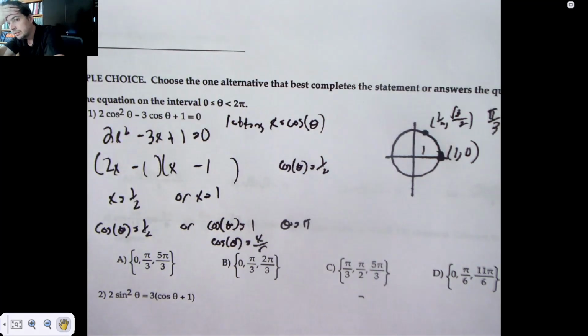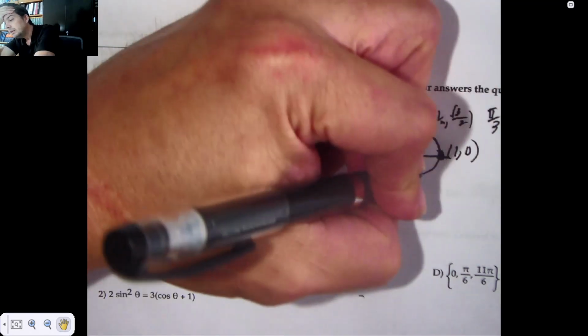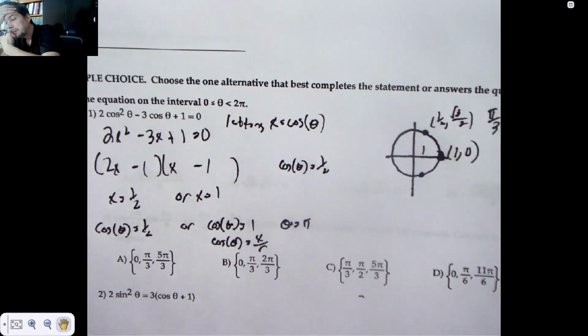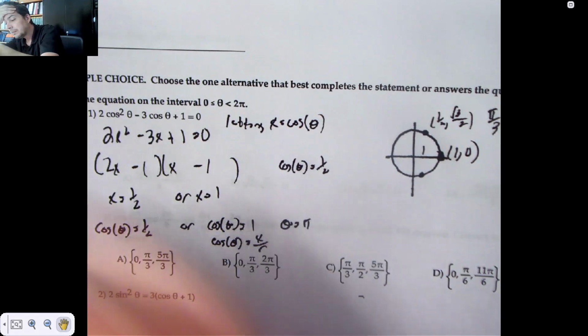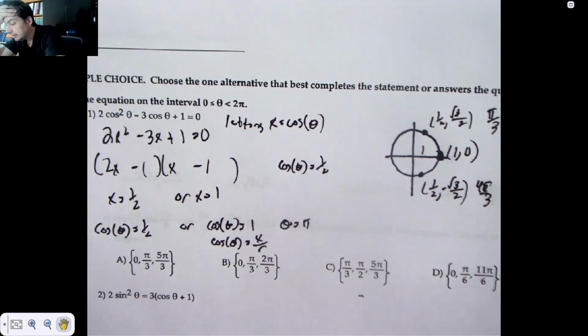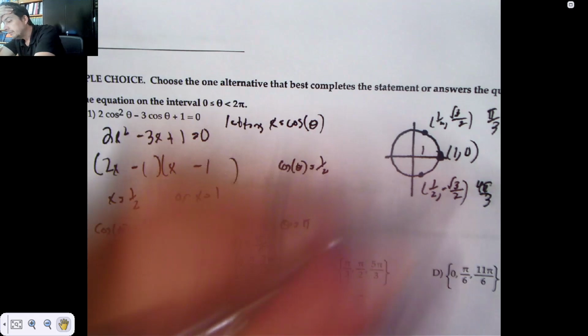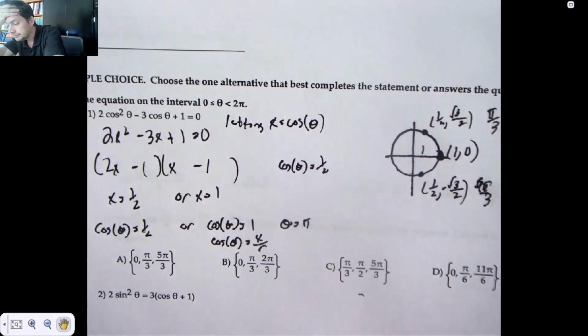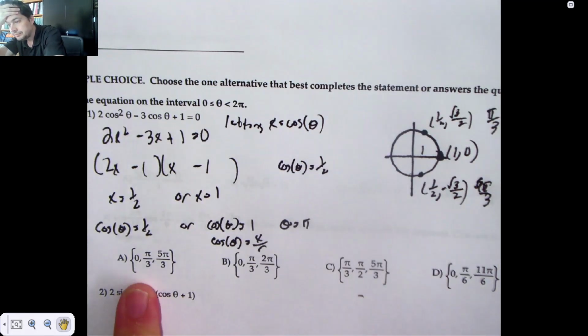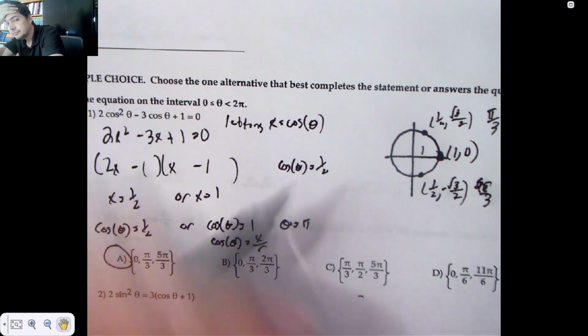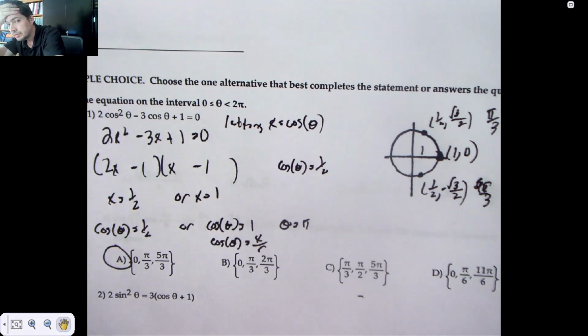And the other place that the x value would be a half would be down here. And I'm ridiculously tired, but your values here would be a half and a negative root 3 over 2. And that happens at 4 pi over 3. So, what have I got here? Not 4 pi, 5 pi. Sorry. Choice A. That's what she is. She's choice A.